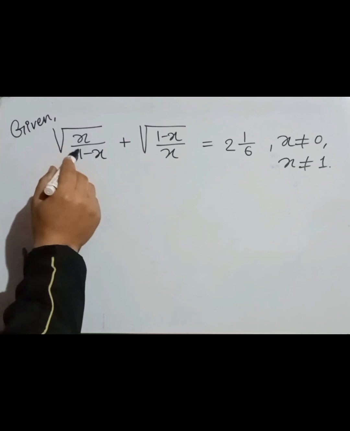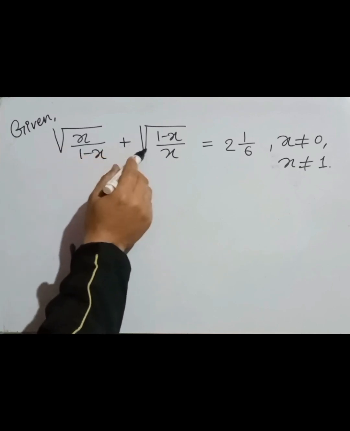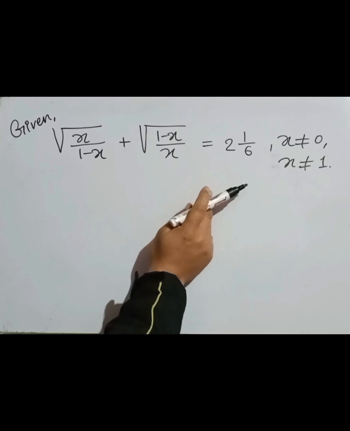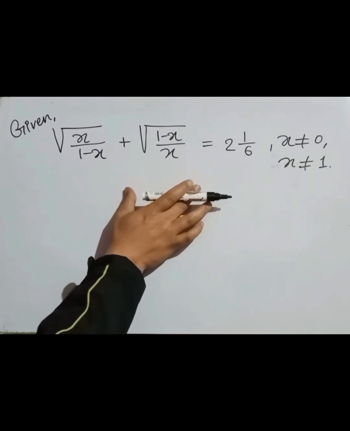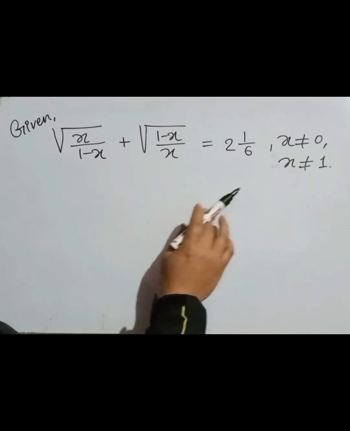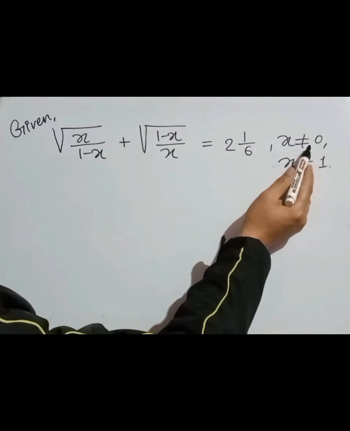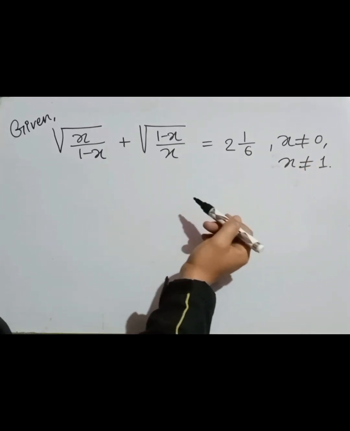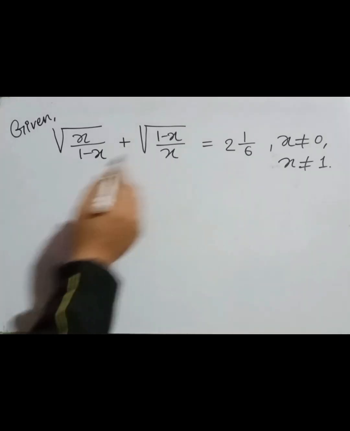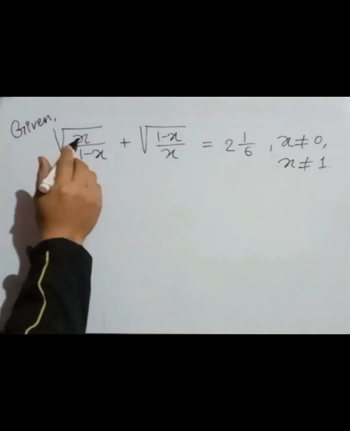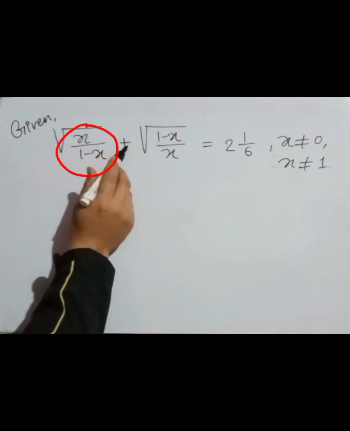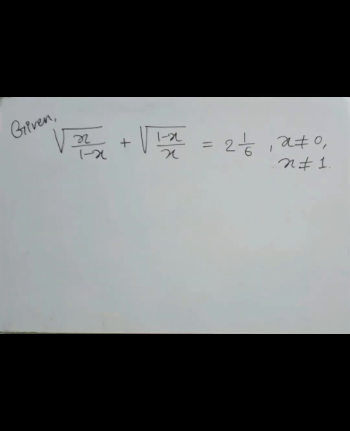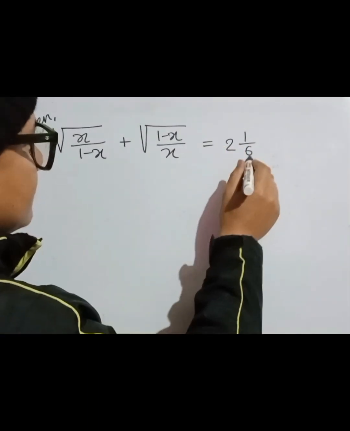Here this is the given expression: √(x/(1−x)) + √((1−x)/x) = 2 1/6. And the right hand side is a mixed fraction. The value of x must not be equal to 0 and 1, so the values of x must be other than 0 and 1. Here we can see that in the left hand side, this expression and this expression are reciprocal of each other. That means if you multiply them, their product will be 1.